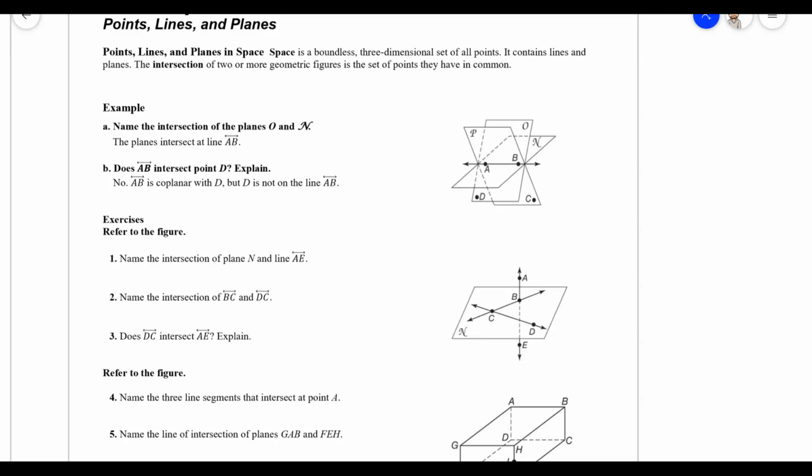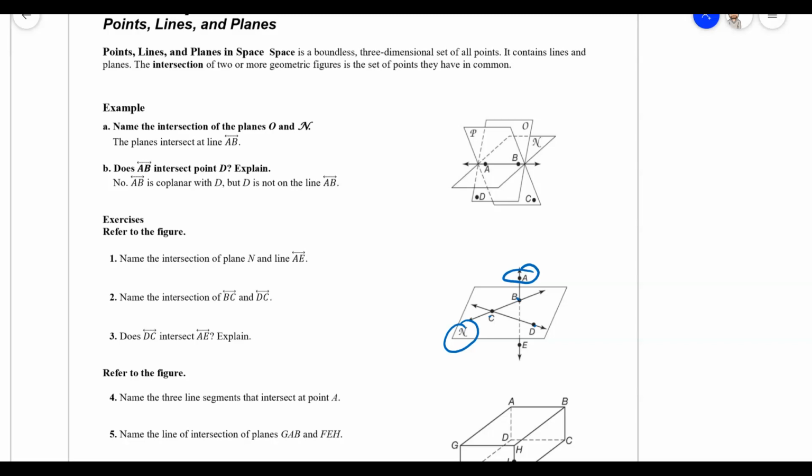So what you're able to see is that A, B, and E are all collinear. They all live on the same line, okay? But E is not coplanar with C and D. He lives outside of this plane. This point E is below plane N, and this point A is up above plane N. B, C, and D are all in plane N.